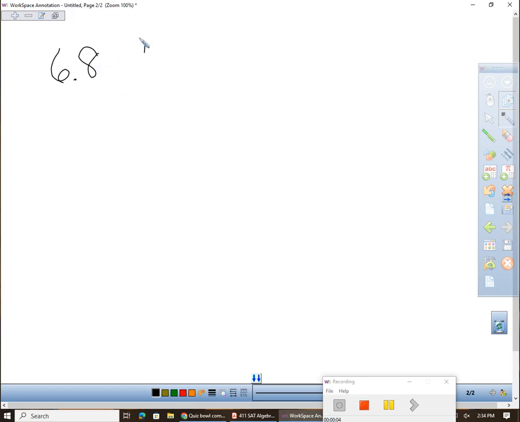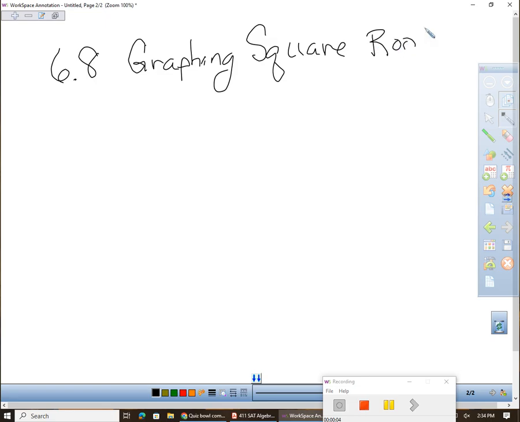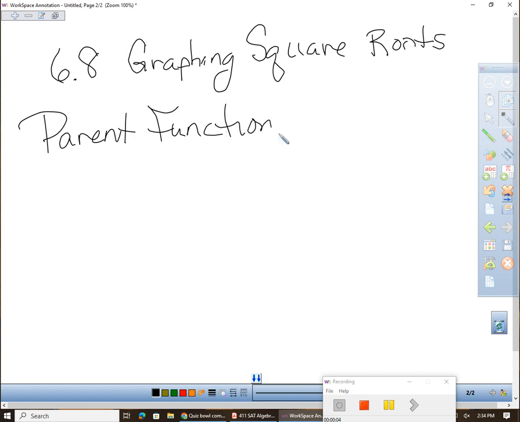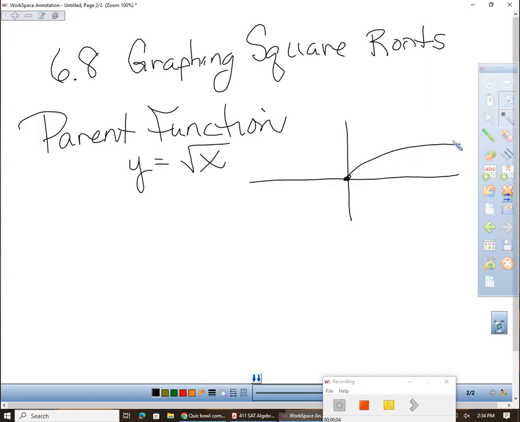Today we're going to talk about graphing square roots. All right. So, first of all, the parent function y equals the square root of x is a graph that starts at the origin, 0, 0, and it's the top half of a parabola on its side.